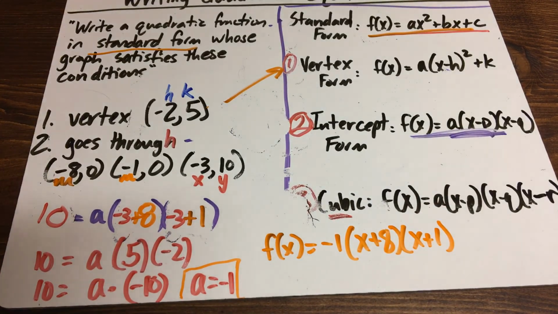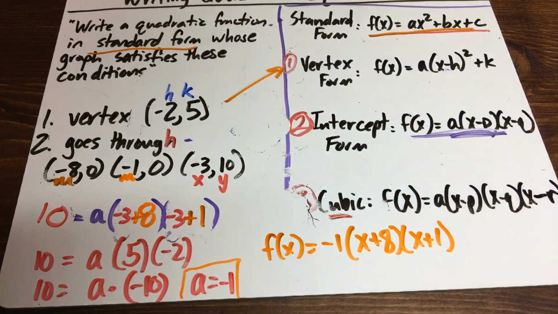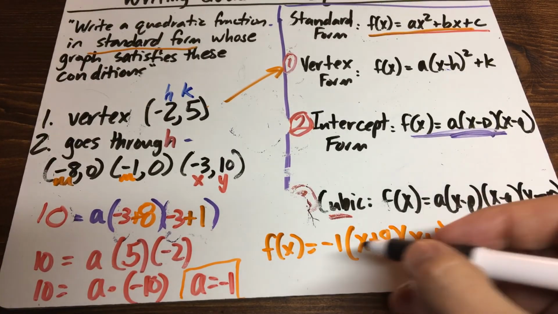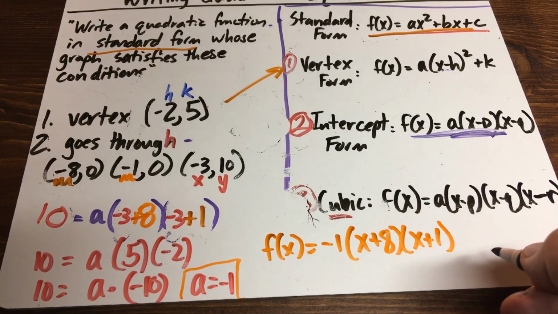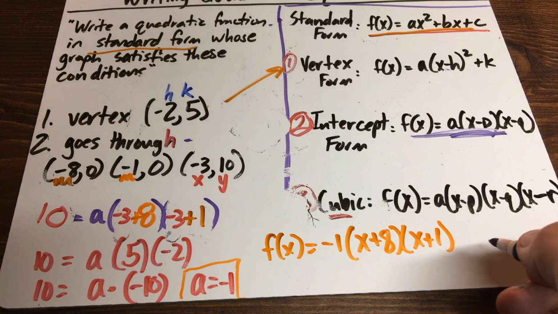Okay, that's intercept form. What the question really wants, though, is my answer in standard form. So if I'm being straight up with you, what we've really got to do here is distribute this and multiply everything out, and that's going to be kind of annoying. But we can do it.